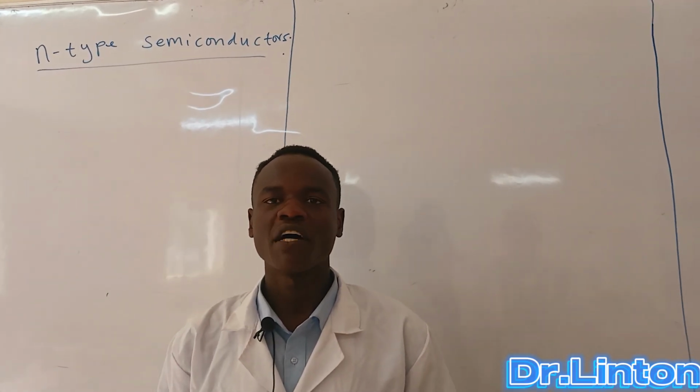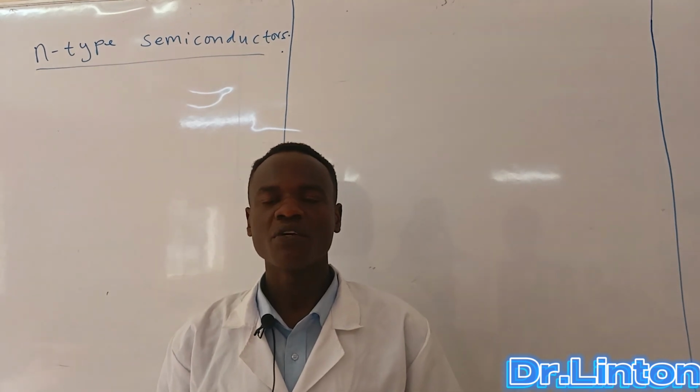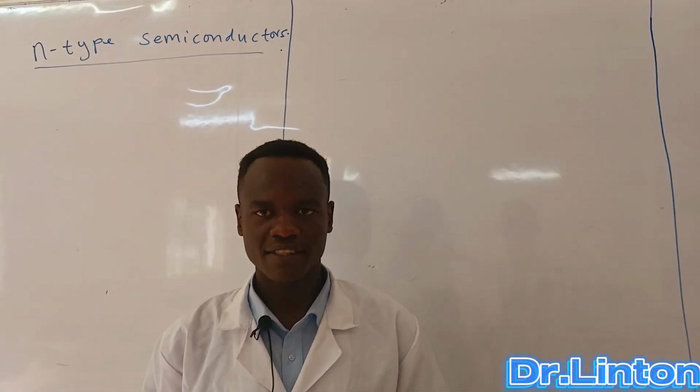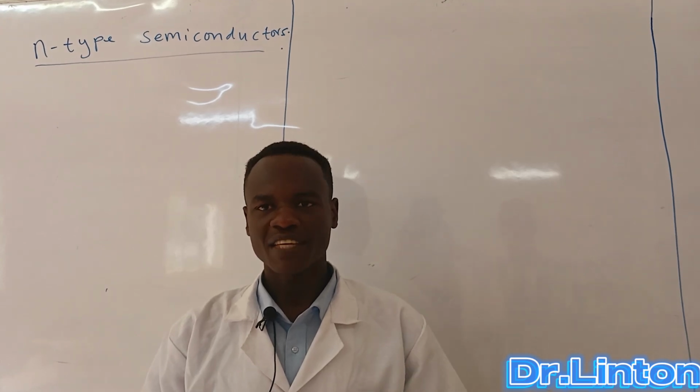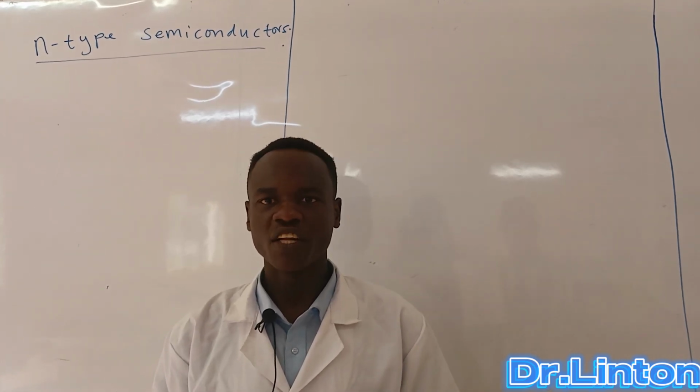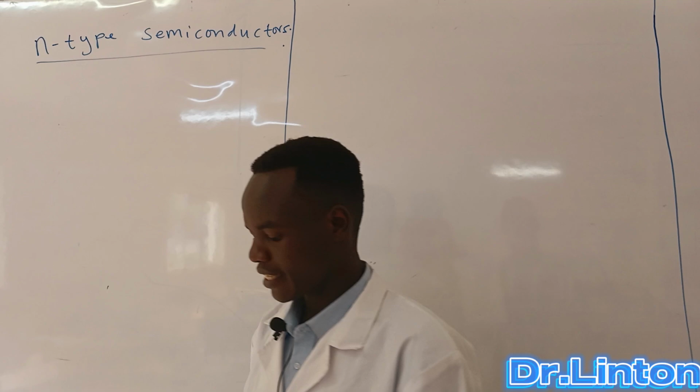Previously we talked about semiconductors, and today we are going to look at n-type semiconductors. When a pentavalent impurity is added to a pure semiconductor, the resulting crystal is known as n-type semiconductor.